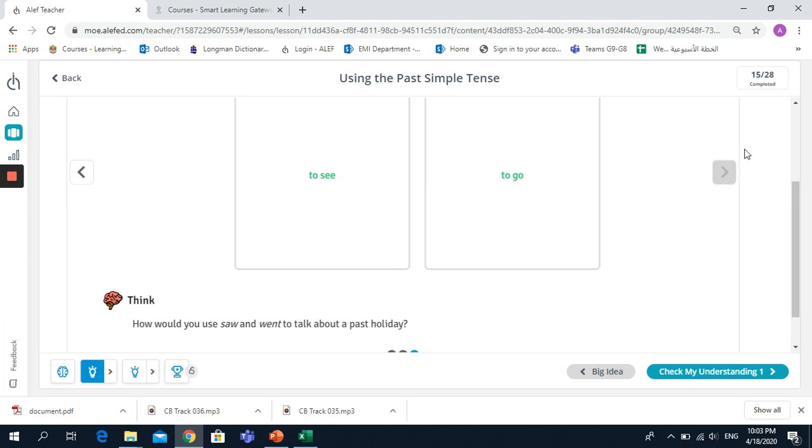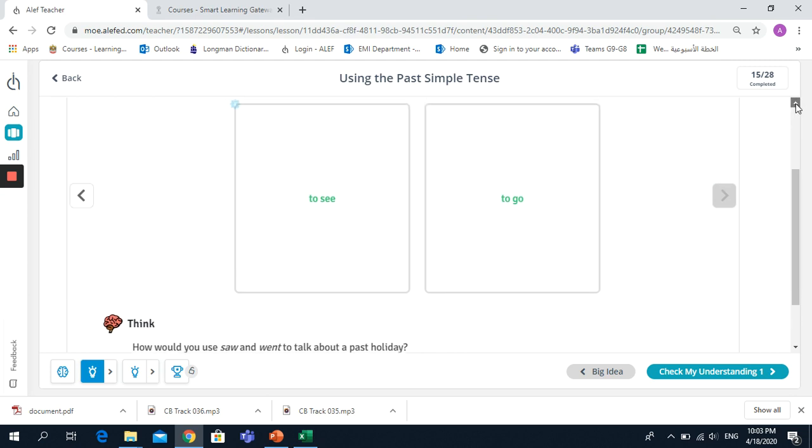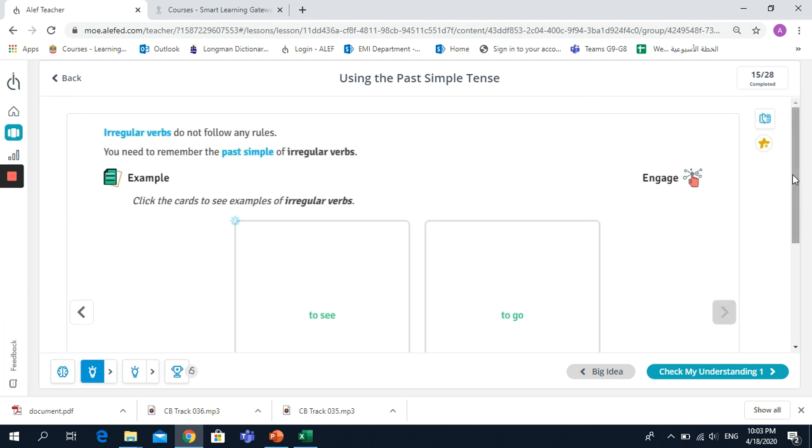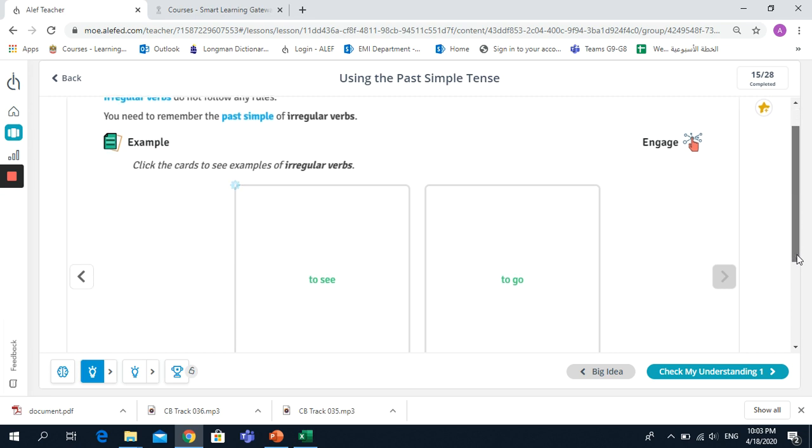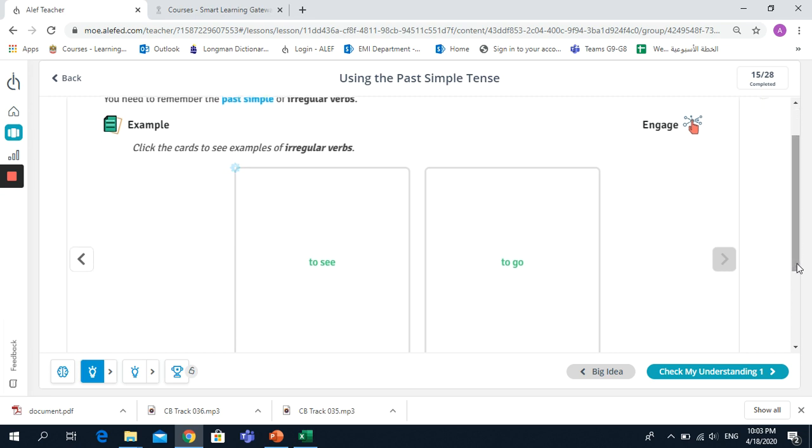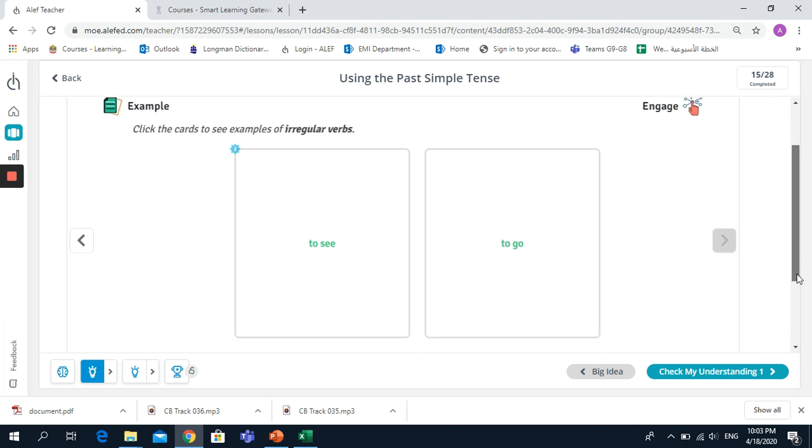What about the verbs that are irregular? Some verbs are considered irregular because they don't take ed in the past. They take different words or different forms. What about the verb to see? Every day I see my friend in the morning. Yesterday. What do you think the past form of see is?